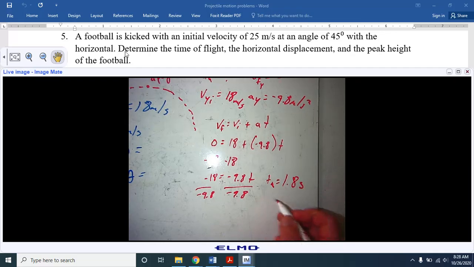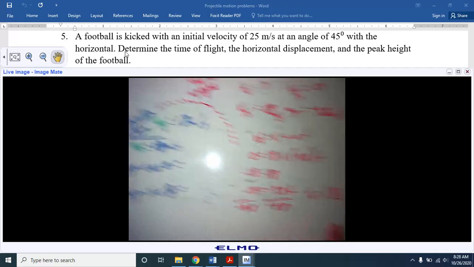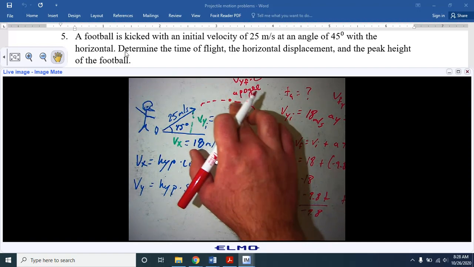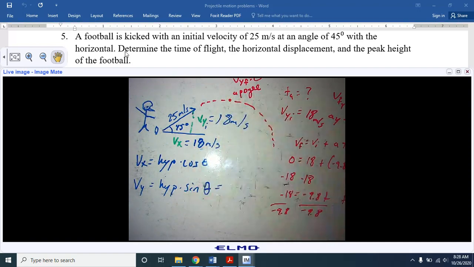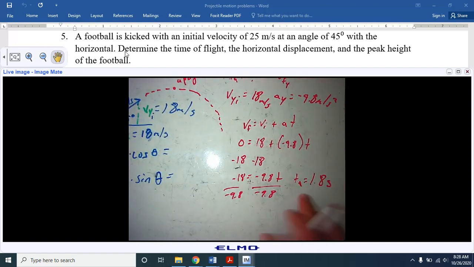So this is time to apogee. So this was our time to get to here. That's only half the time. So what do I have to do to this to get my total time? So 1.8 times 2 gets me 3.6 seconds.